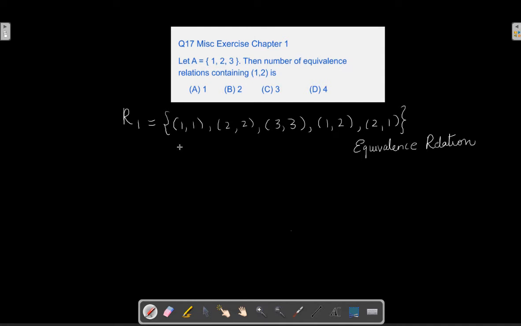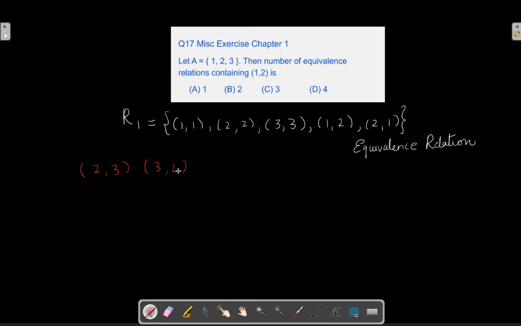What are the other elements that I can add to this relation? So suppose we look back at how many elements are there in A cross A? So we have 9 elements. I have only considered 5 here. So suppose we add the element, say, 2, 3 to this set. So if I add 2, 3, then I also have to add 3, 2. They both have to be there, because then only the relation will be symmetric.